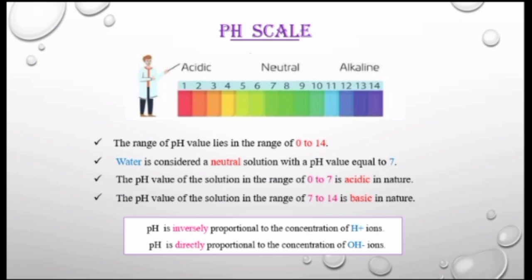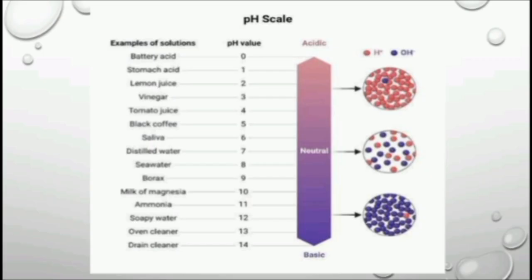Basically, pH is inversely proportional to the concentration of H plus ions and directly proportional to the concentration of OH minus ions. In this table, we can clearly see the difference in the values of pH according to the solutions.